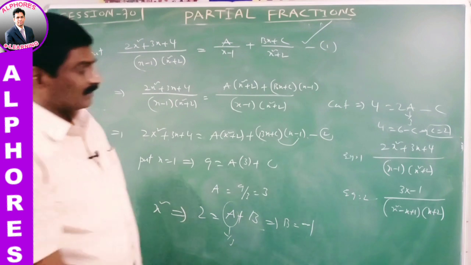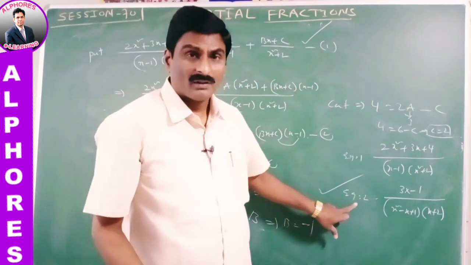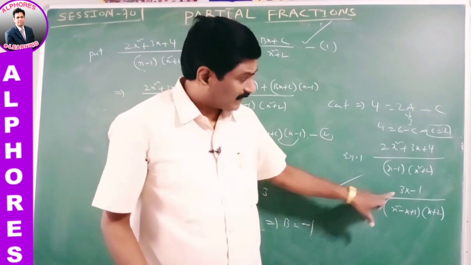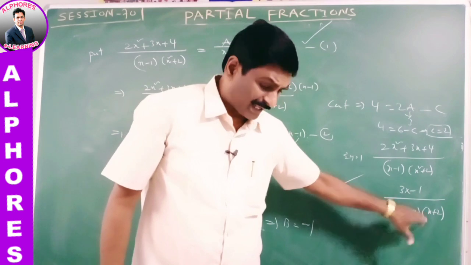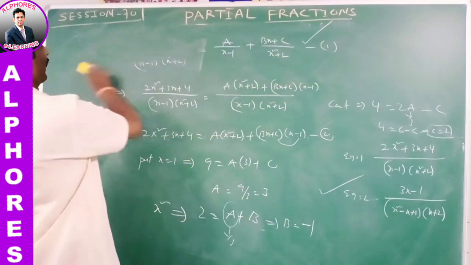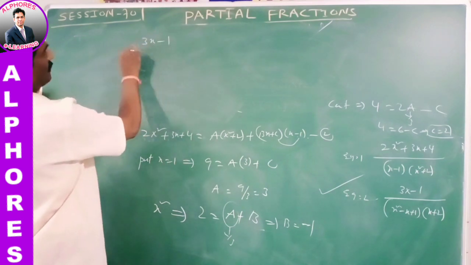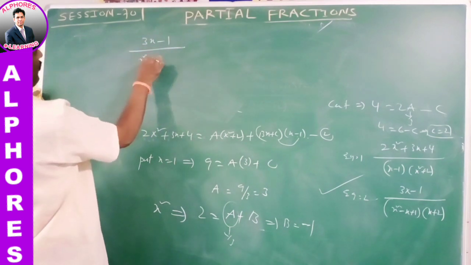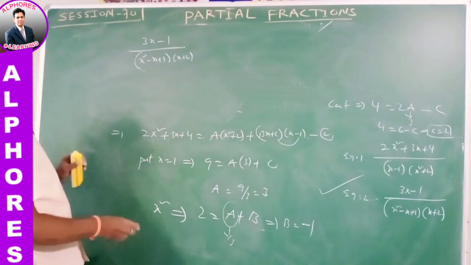Similarly, it is the homework. Write this problem: (3x minus 1) by (x square minus x plus 1) into (x plus 2). Resolve into partial fractions. What are the partial fractions?